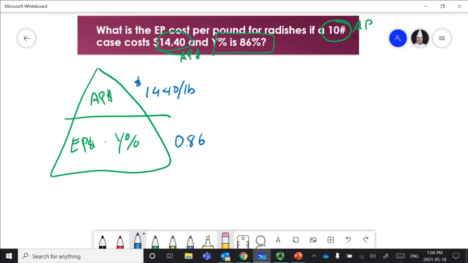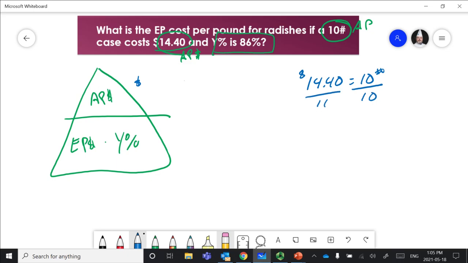So $14.40 divided by 0.86 is going to give us, oh, sorry, we don't have a price per pound. That's $14.40 for the whole case. My mistake, I'm jumping ahead. So we have $14.40 for the case. We don't have an AP price per pound. We have $14.40, which equals 10 pounds. So our price per pound is divided by 10, $1.44 per pound, right?